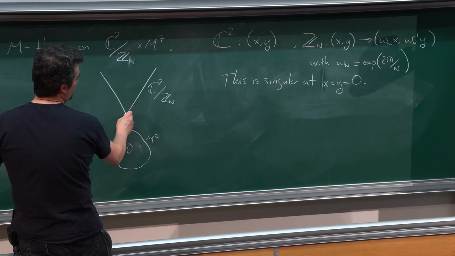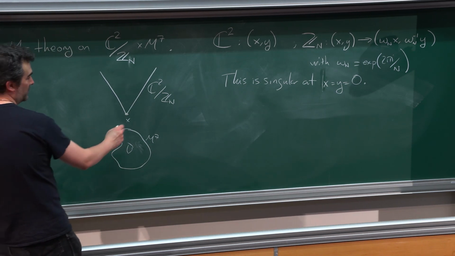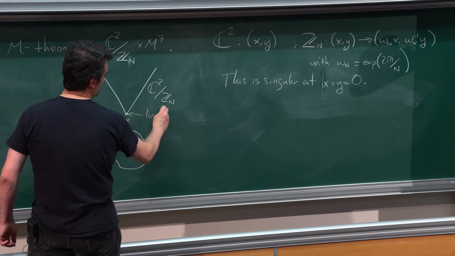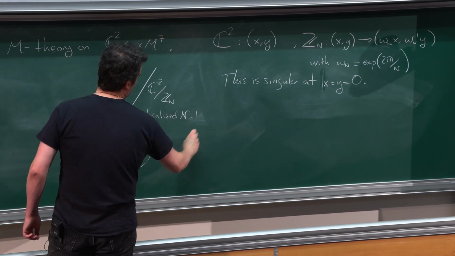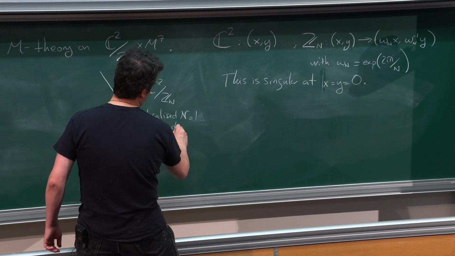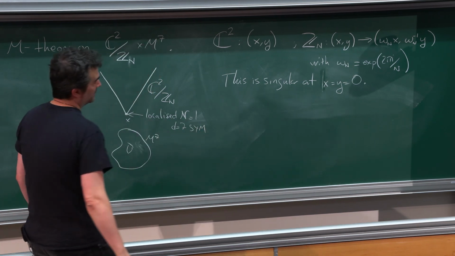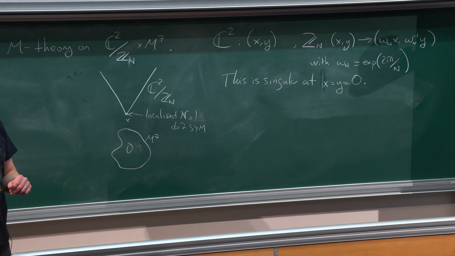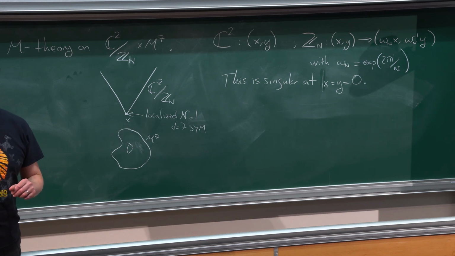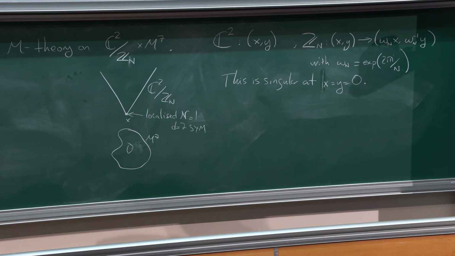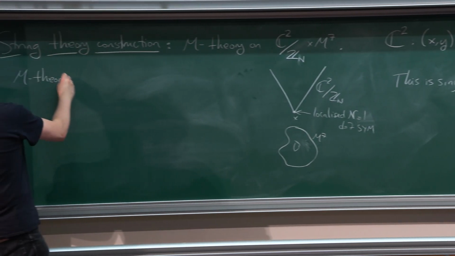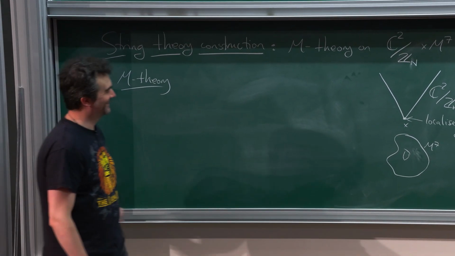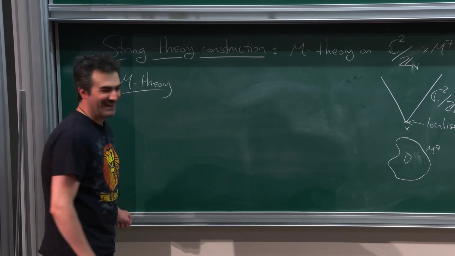M theory, whenever it encounters a singularity of this type, generates degrees of freedom which are localized here, which give me N=1, d=7 super Yang-Mills. So notice that this has 4 transverse dimensions. And, oh, sorry. Does anybody not know what M theory is? That was not very pedagogical of me, I apologize. Thank you. All right, so M theory is... You have 3 minutes to explain M theory. Okay, I'm going to fail.